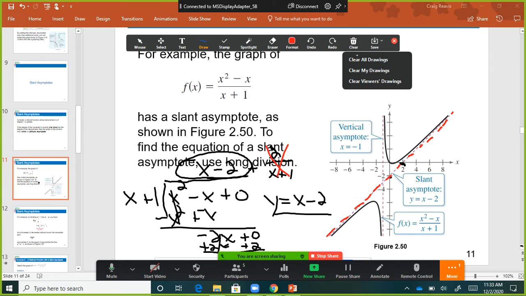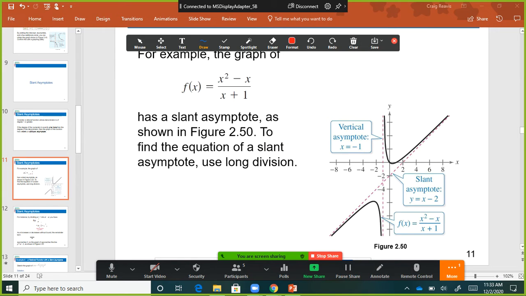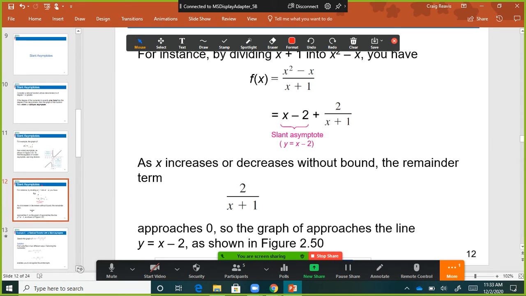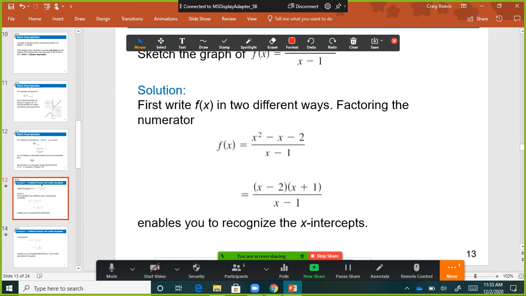Okay, so let me clear this off. That's the one we're on. All right, so that's what we just did. That's how we get to our slant asymptote. Now let's look.